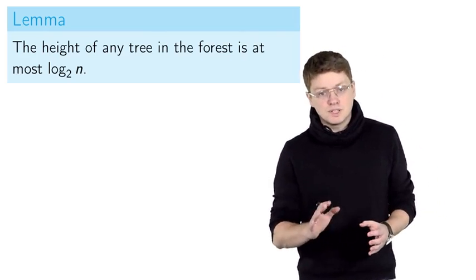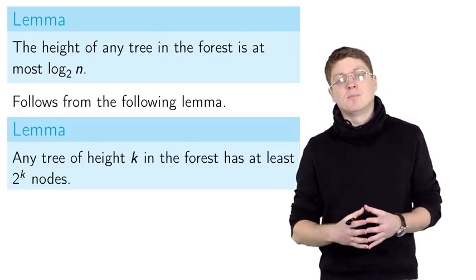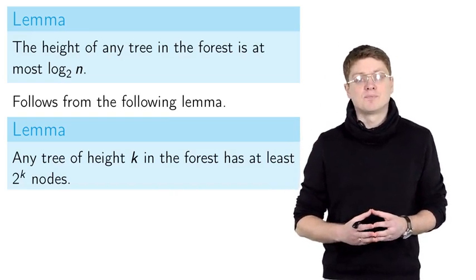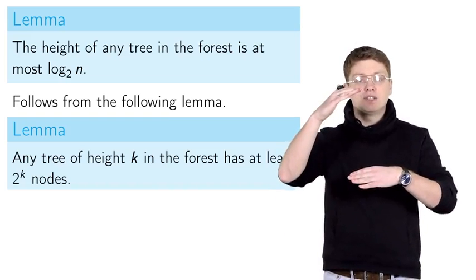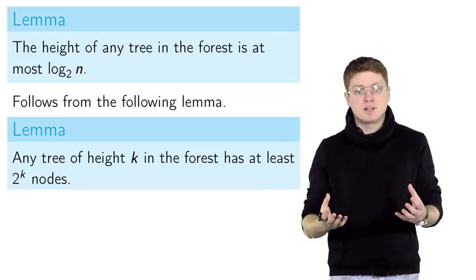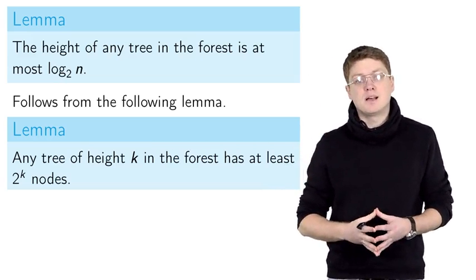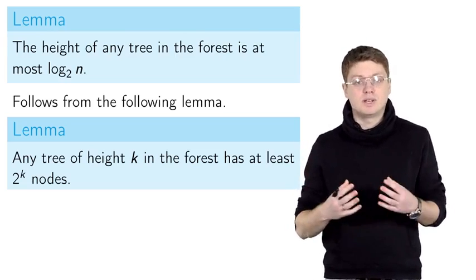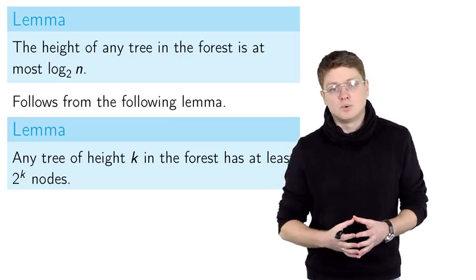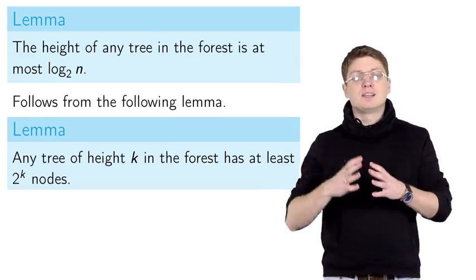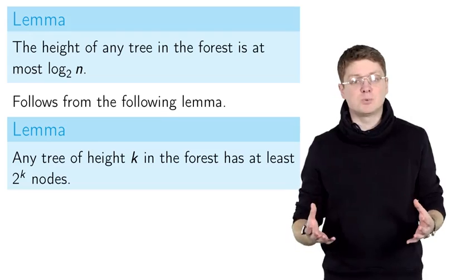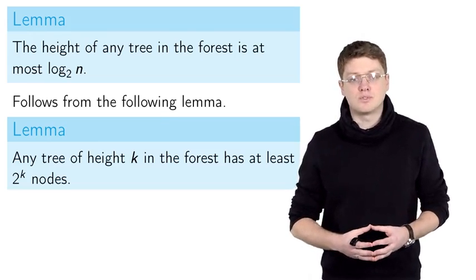Right? To prove this lemma, we will prove another lemma shown here on the slide. We're going to prove that if we have a tree in our forest whose height is k, then this tree contains at least 2 to the k nodes. This will imply the first lemma as follows. Assume that some tree has height strictly greater than binary logarithm of n. Using the second lemma, it will be possible to show then that this tree contains more than n nodes, right? Which would lead to a contradiction with the fact that we only have n objects in our data structure.